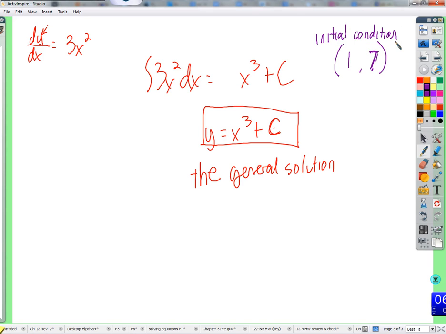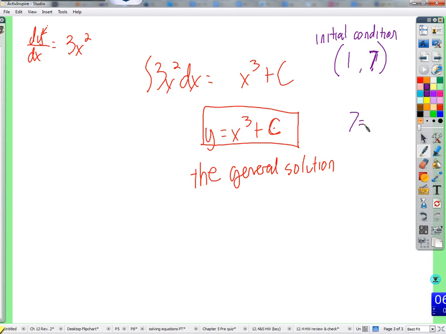We call it an initial condition. I just give you more information basically so that you can find C. And finding C, you'll find a particular solution. Has anybody found the value of C?